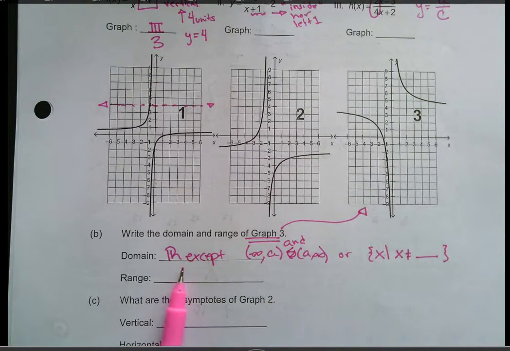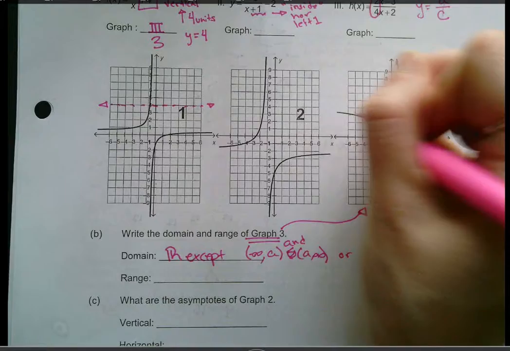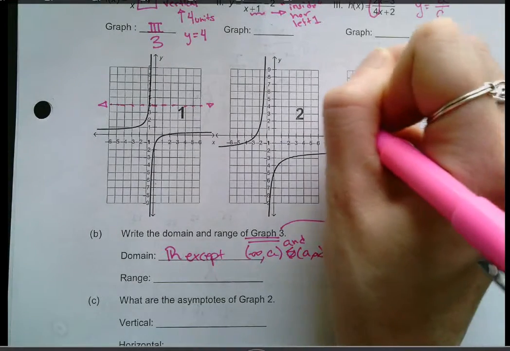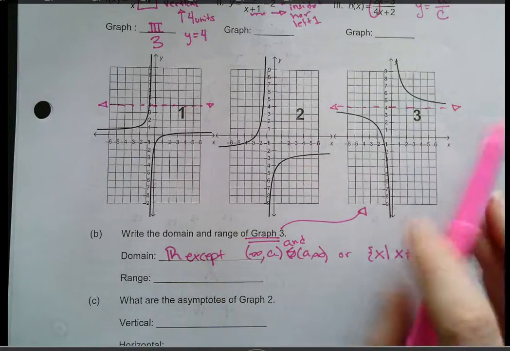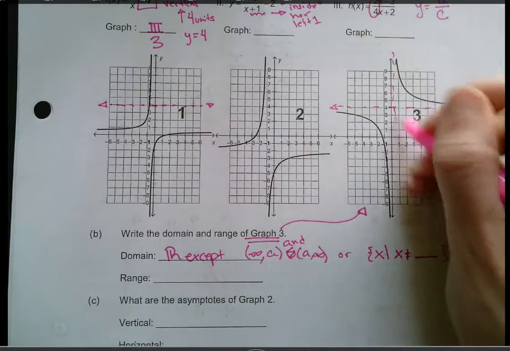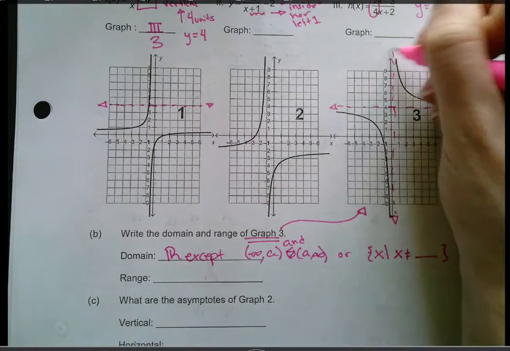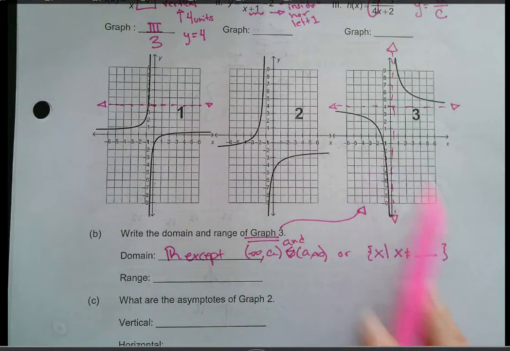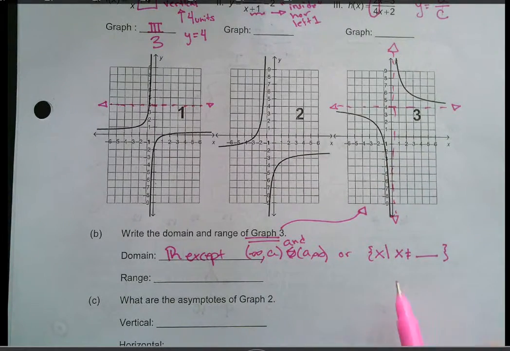Same thing with your range. You just need to go through and say, hey, where is that asymptote here? That's going to change my range, because I cannot have a y value here. Oh, what is my vertical asymptote? Okay, that's going to change my domain, because I can't have this x value here. So you can do it in any of these forms.